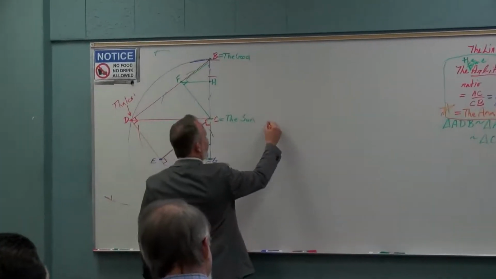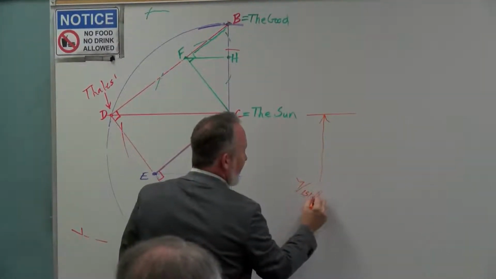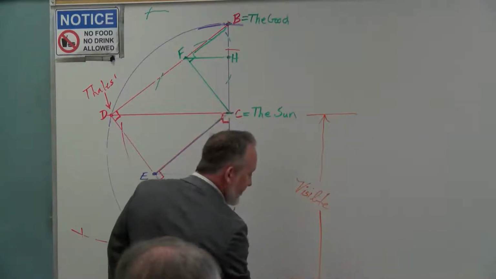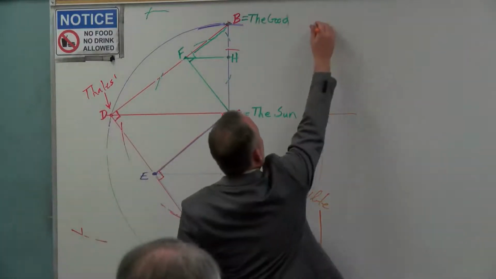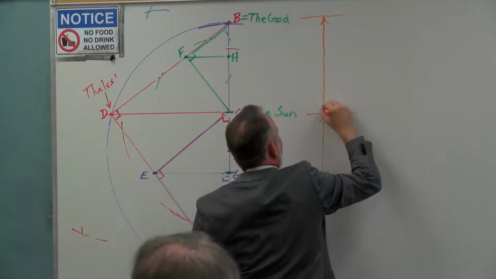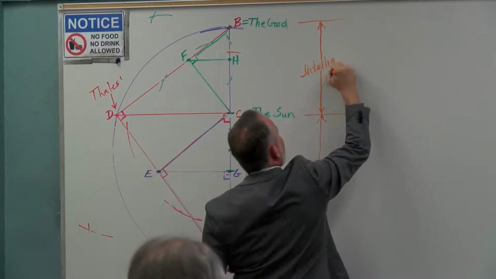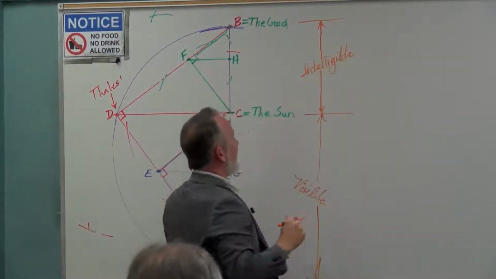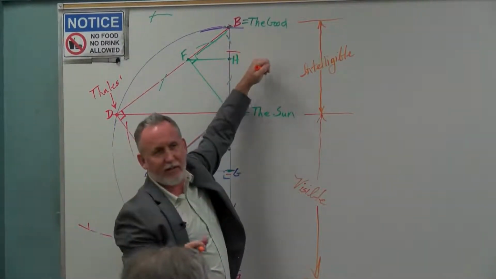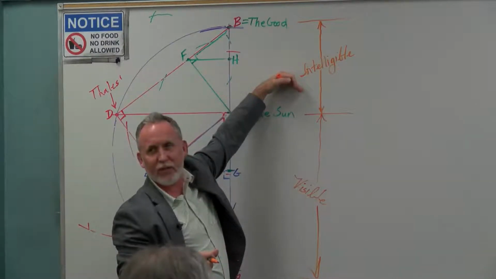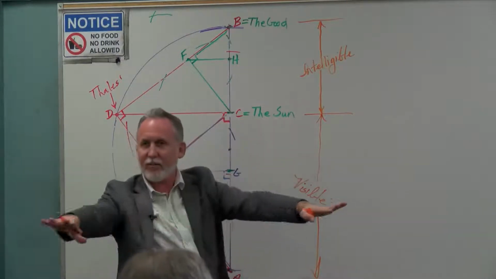We're going to have this here as the visible, right? That's the visible region. And here we're going to have the intelligible. So we have the good shining on the intelligible region, things of the mind, and we have the sun shining on the visible region.